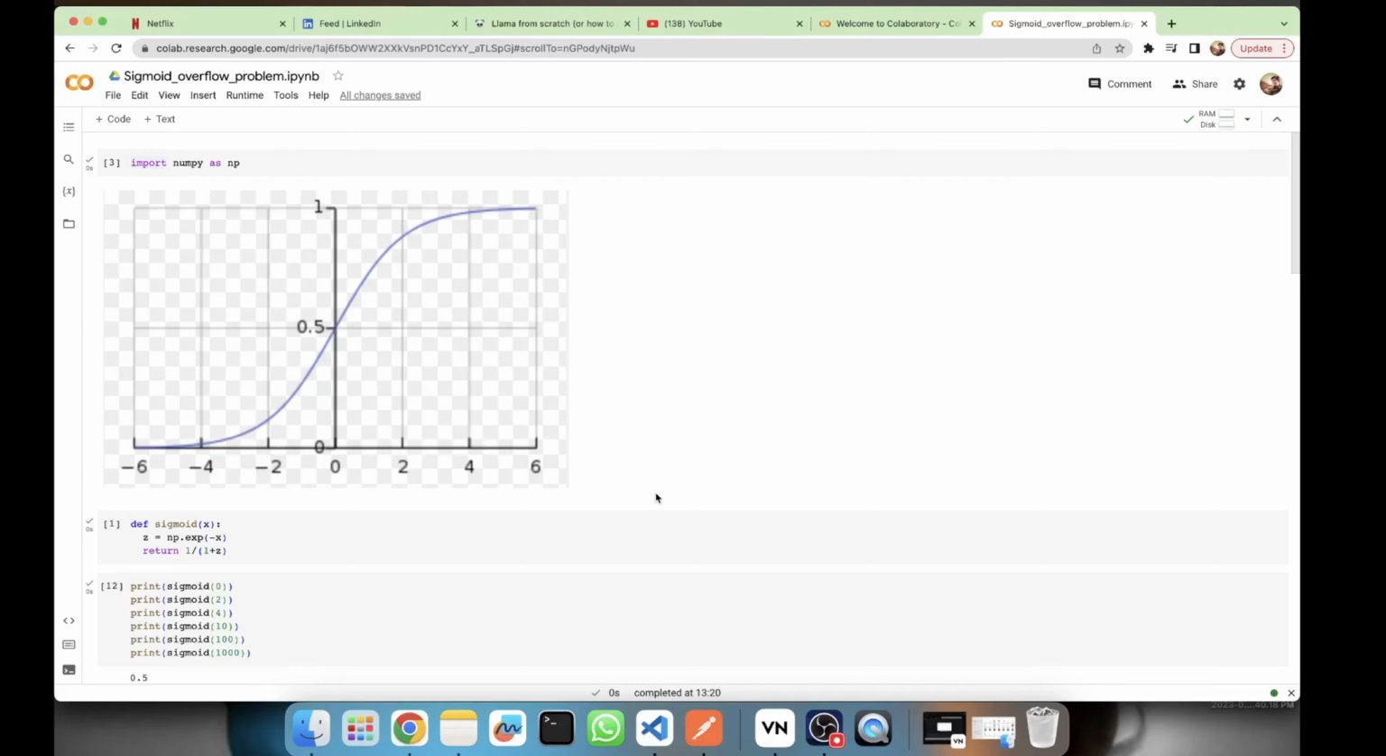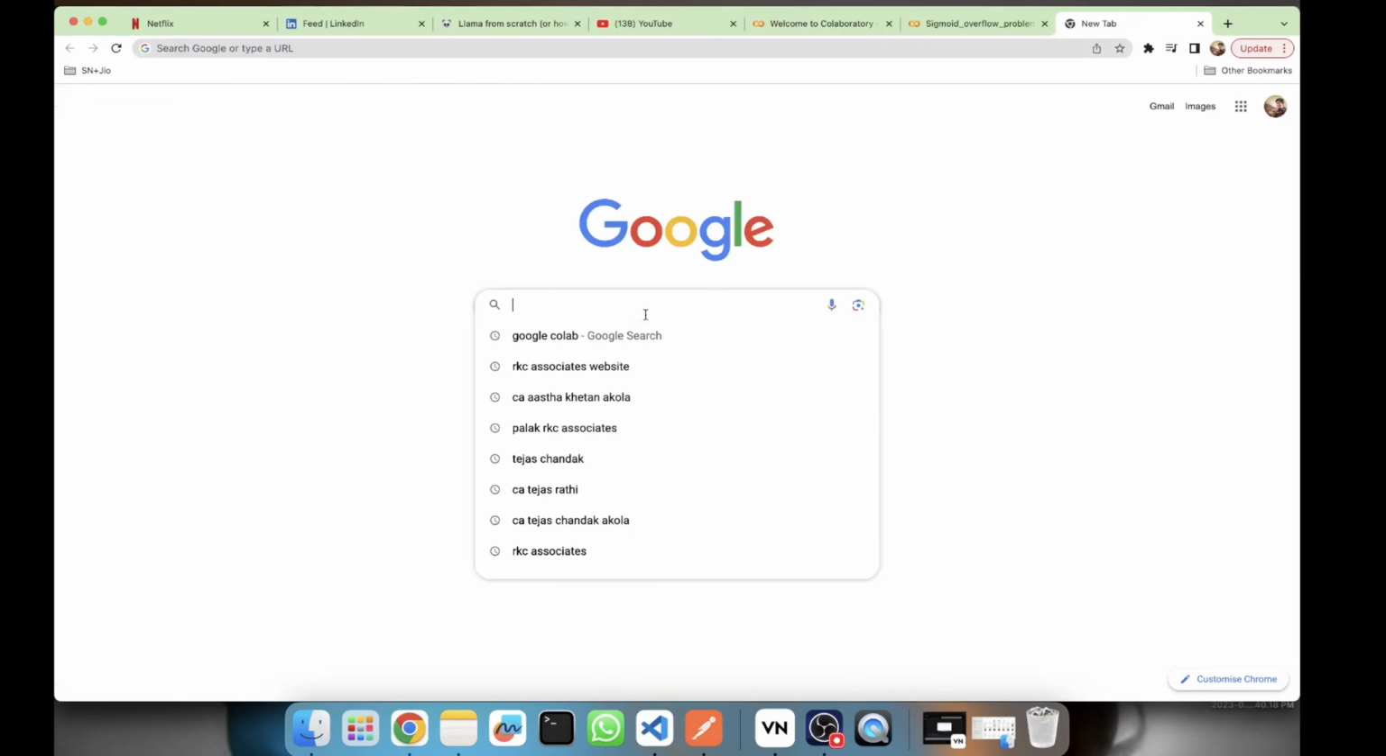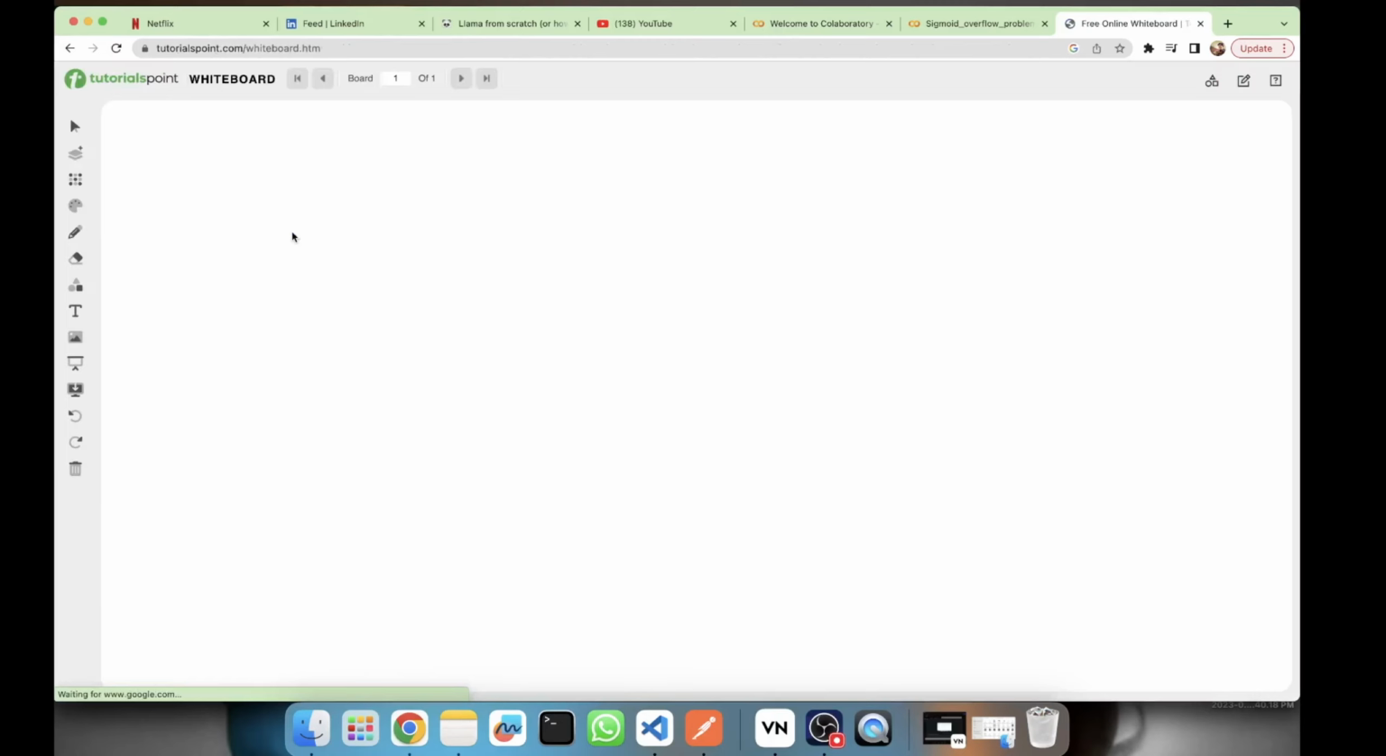Okay. So there is one more formula. We just take the reciprocal of e to the power minus x and push it above. So both those formulas look like, I'll show you on the whiteboard. So the first formula is 1 upon 1 plus e to the power minus x. Okay, that is one formula.